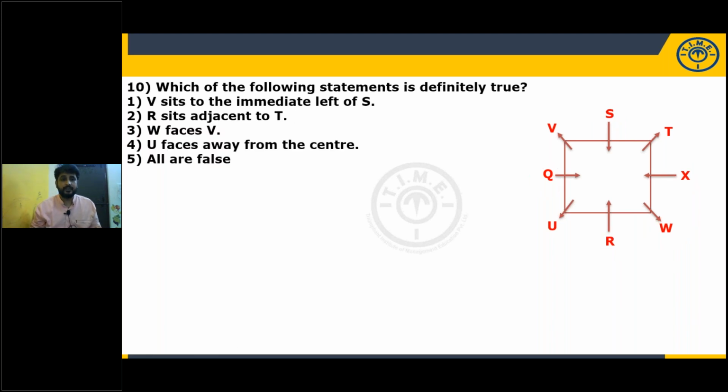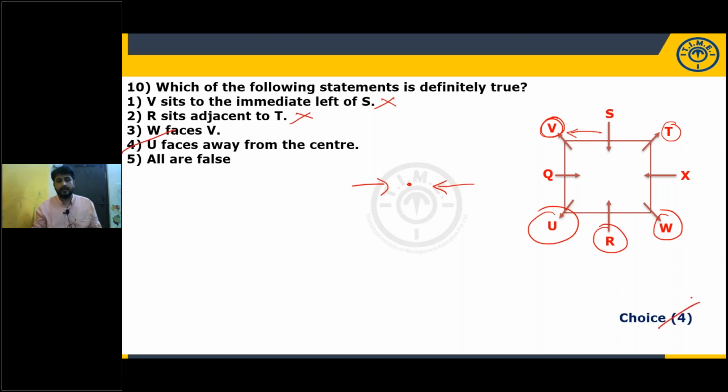Which of the following statements is definitely true? V is immediate left of S. V is immediate right of S. So not this one. R sits adjacent to T. T is here, R is here. So it is not. Adjacent means they have to be neighbors. W faces V. No. W and V are in opposite positions, but they are not facing each other. Facing each other means both should be facing the center of the table. U faces away from the center. Yes, U is facing away from the center. So the fourth option, choice 4 is my answer.